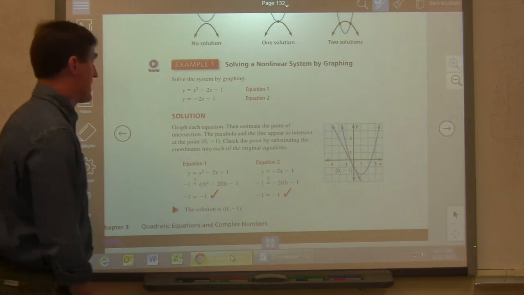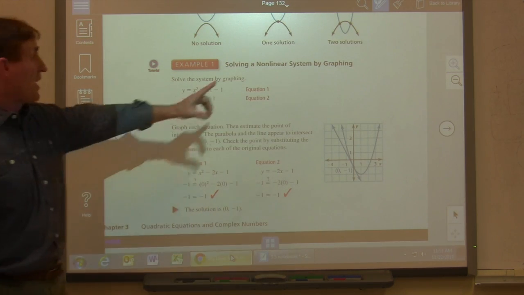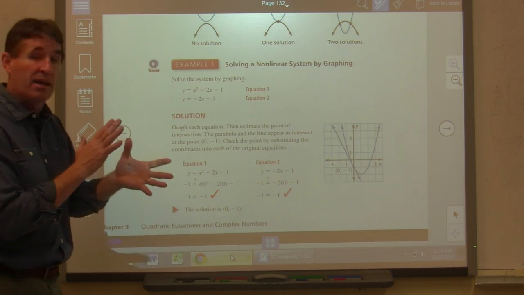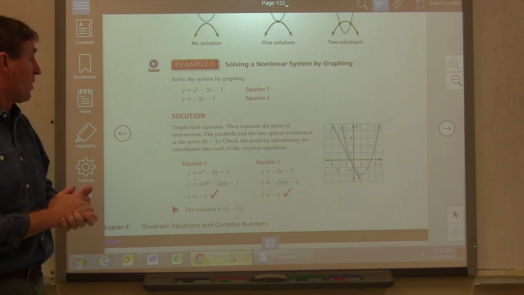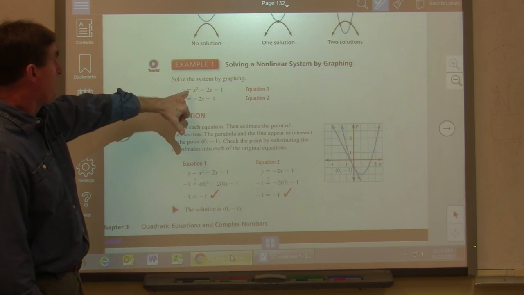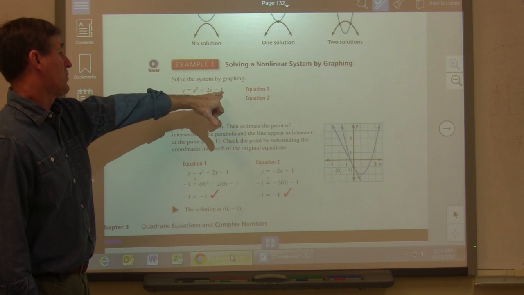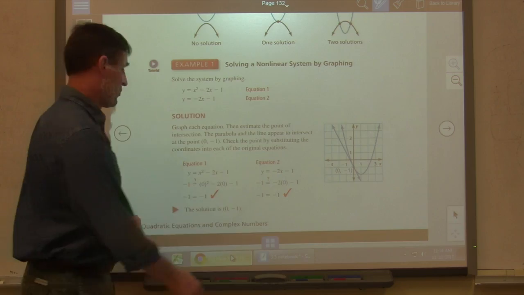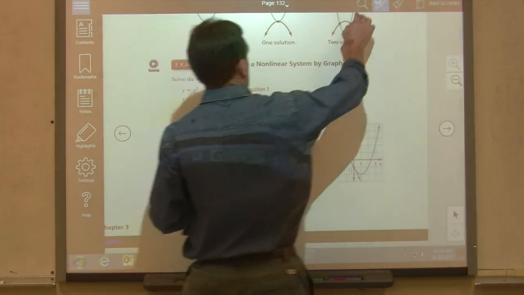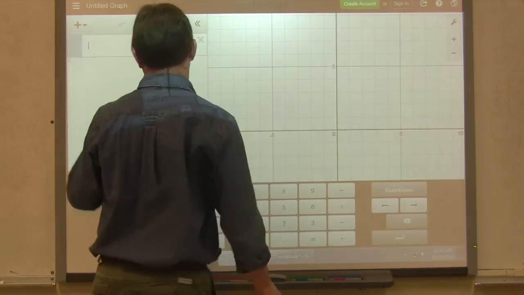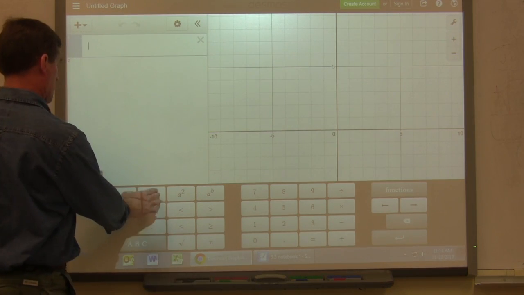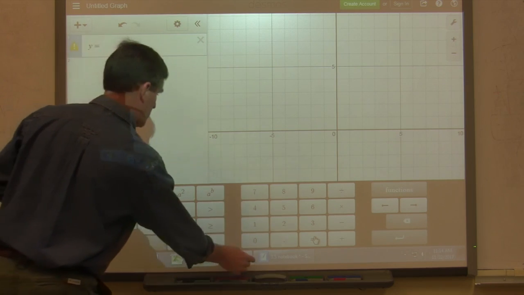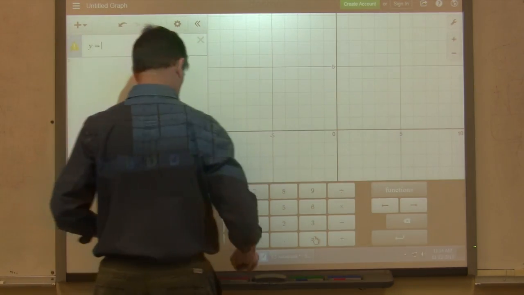So if we look at the example, it says solve a nonlinear system by graphing. So remember, nonlinear means we had either a power higher than 1 in the function. So they give us this problem, y equals x squared minus 2x minus 1, and y equals negative 2x minus 1. So we go to the Desmos, and all we're going to do is type in the two equations. So y equals, and that was, write those down.